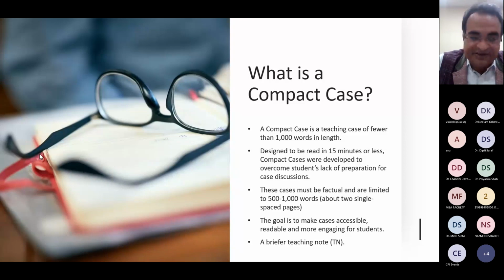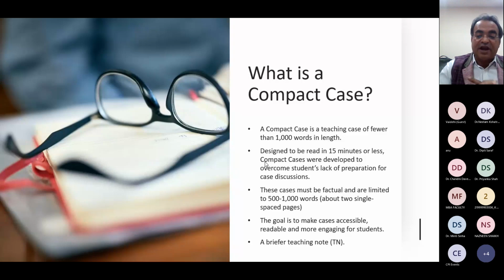These cases, just like your typical or traditional cases, must be factual. They have to be based on real life data, whether primary or secondary, that's not a problem, but they need to be based on real life data, real life characters, which is published and verifiable. And they're limited to 500 to 1,000 words. If you're looking at single spaced pages, they would probably run into not more than 2 to 3 pages.